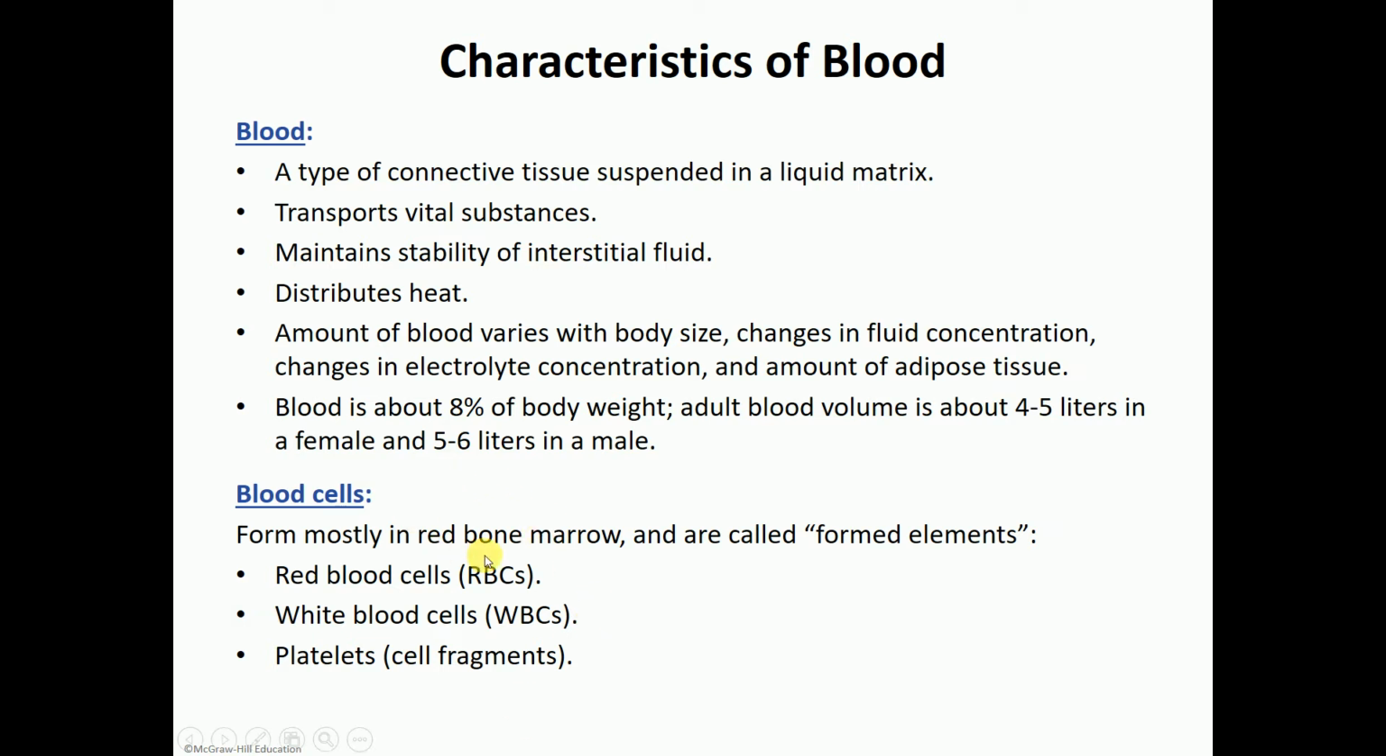Now the blood cells are made in the red bone marrow. Okay, and they're known as formed elements. So we're going to be talking about these formed elements. Know that when we say formed elements, we mean your red blood cells, white blood cells, and platelets. And we call platelets cell fragments because they are really not a cell in the meaning of having a cytoplasm and a nucleus. They are rather just cytoplasmic fragments from a bigger cell, and we will learn about that in this video.